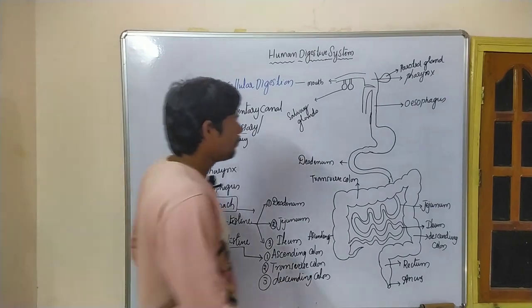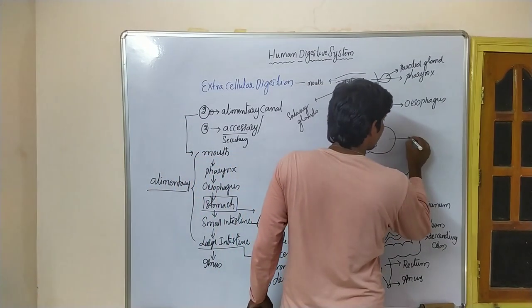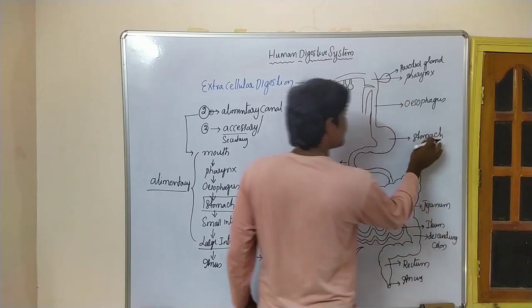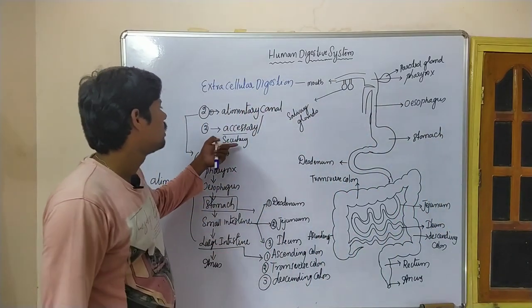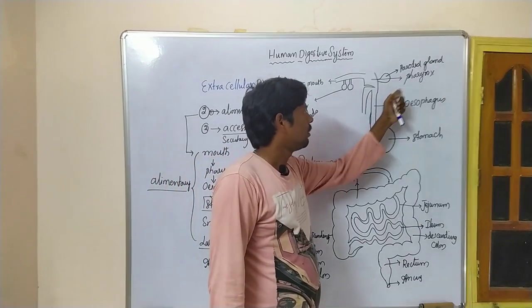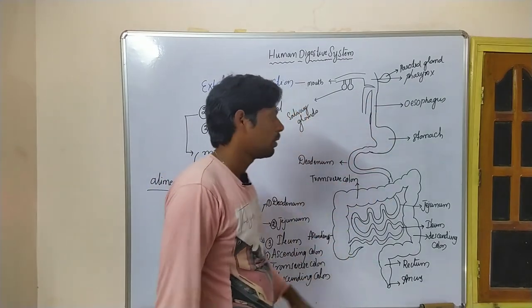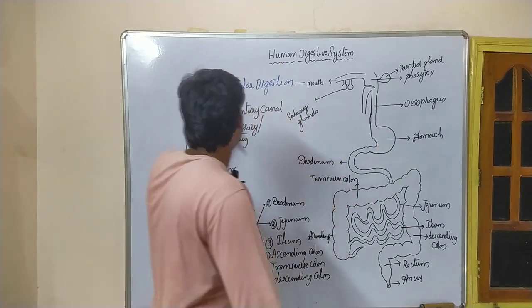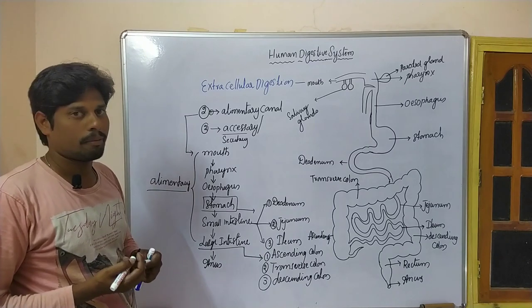After the parotid gland, this is the stomach of the alimentary canal. This stomach also acts as a secretory gland. So after the parotid gland, the stomach is one important part of the alimentary canal, which also acts as a secretory gland.